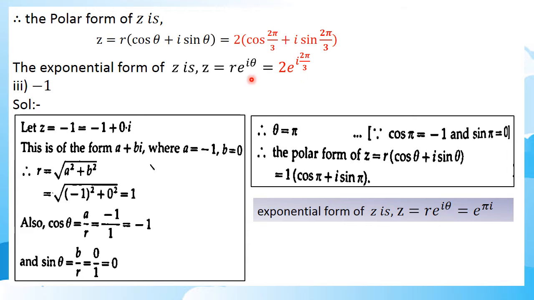Now, third one, z is equal to minus 1. That is only the real part here. Z is equal to minus 1 can be written as minus 1 plus 0 into i.